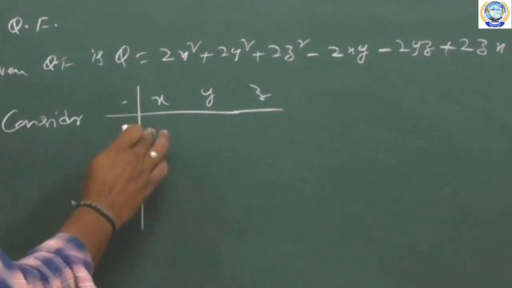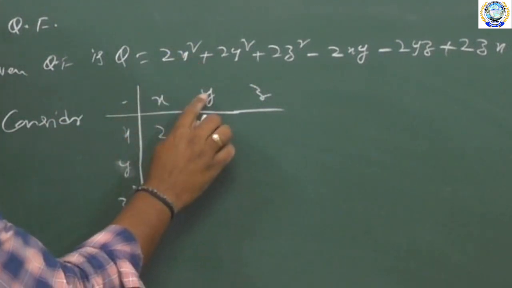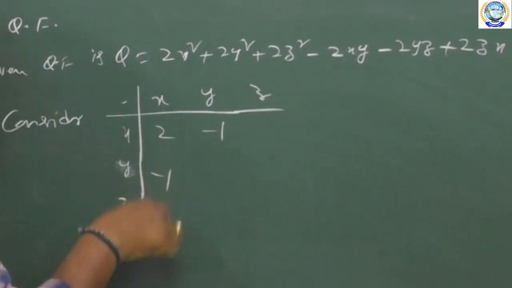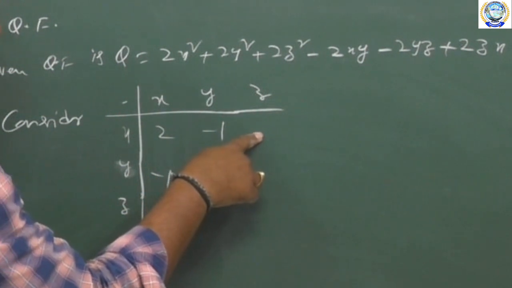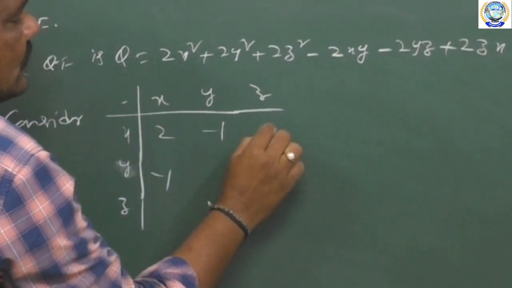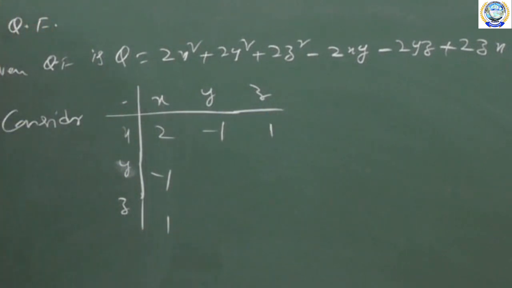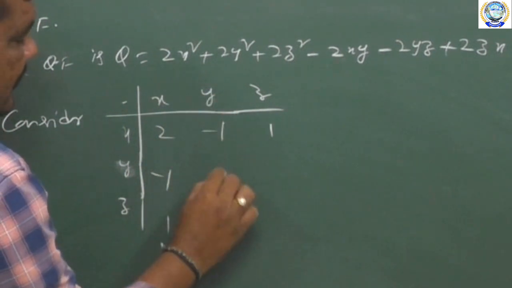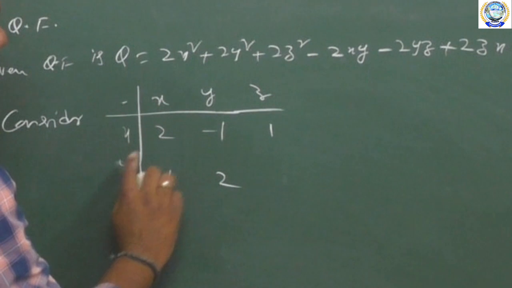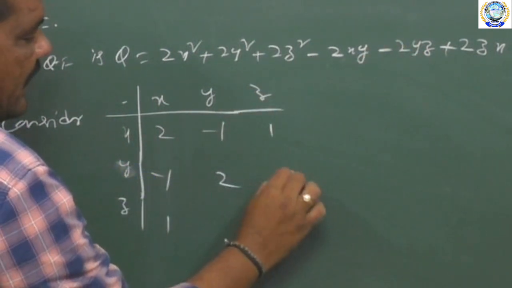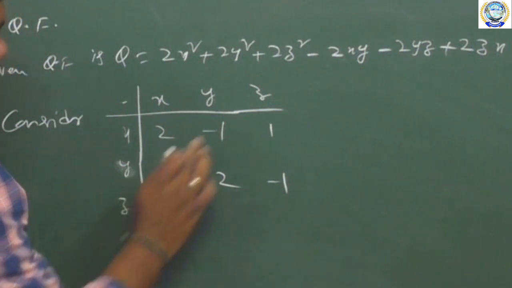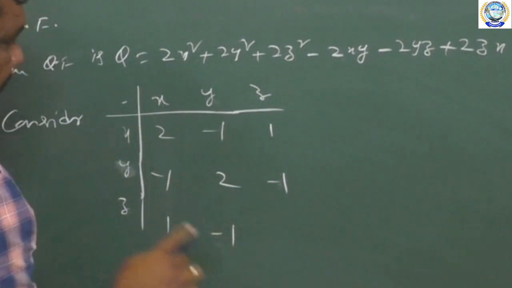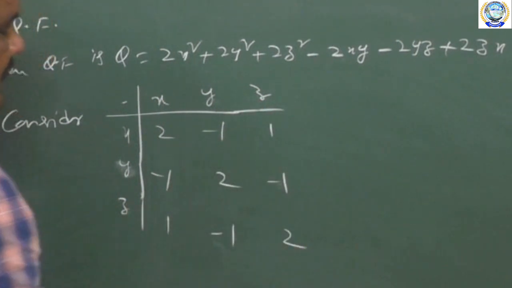In this table, we write the coefficient of x square, that is 2. Here we write 1 by 2 into coefficient of xy, that is 1 by 2 into minus 2, minus 1. Next we write 1 by 2 into coefficient of xz, that is 1 by 2 into 2, 1. Here also we write 1. Next we write the coefficient of y square, that is 2. Here we write 1 by 2 into coefficient of yz, that is 1 by 2 into minus 2, minus 1. Here we write the coefficient of z square, that is 2.